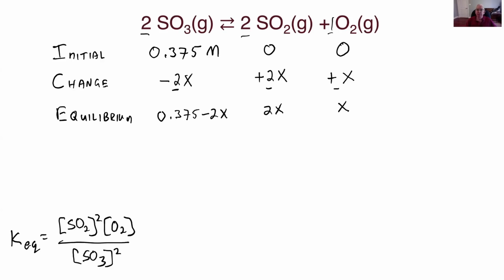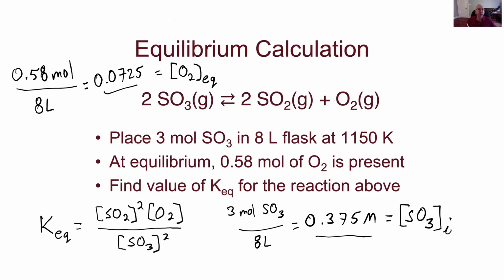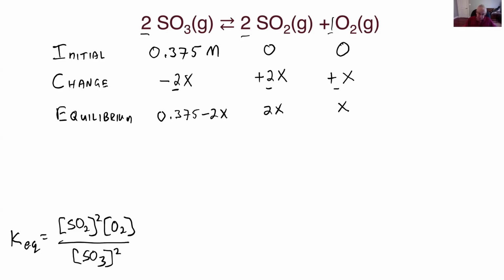So let me flip back to my first set of stuff here, right? Here, I said, from the fact that we knew the moles of oxygen at the end, I know that the equilibrium concentration of oxygen is 0.0725 molar, okay? Now, I also know that that's equal to x. 0.0725 is the number, yes. So that tells me what x is, right?